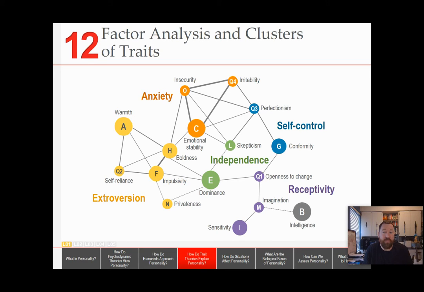Basically, what they did was they asked research participants to rate themselves or others on large numbers of adjectives, right? So we can talk about independence, self-control, self-reliance, insecurity, irritability, those kinds of things. And then these researchers used factor analysis, that statistical technique looking to identify clusters of things, and saw that people's ratings tended to correlate strongly across people.